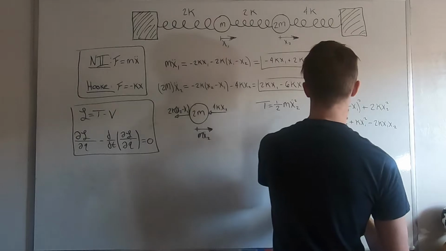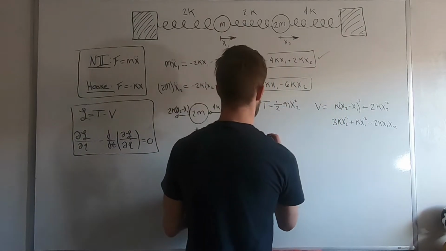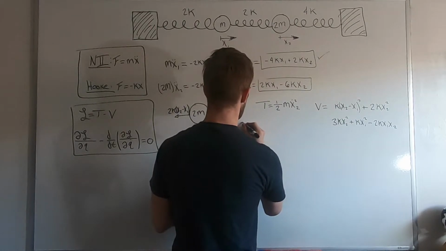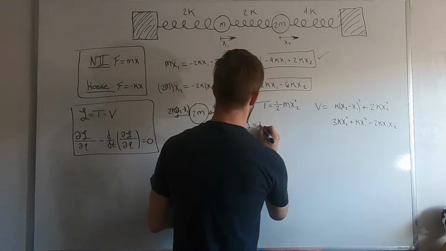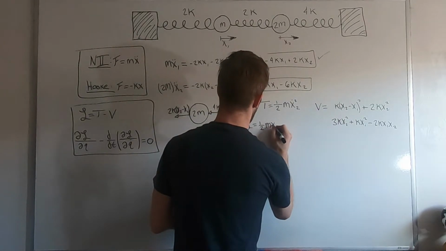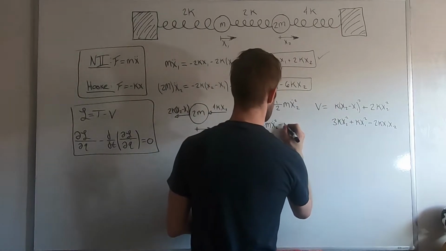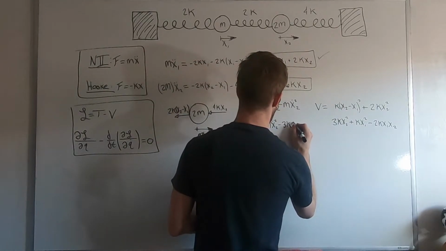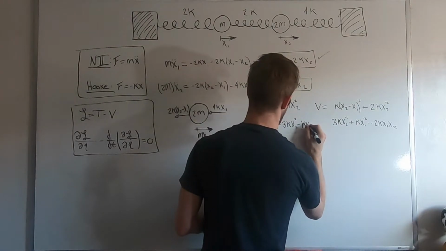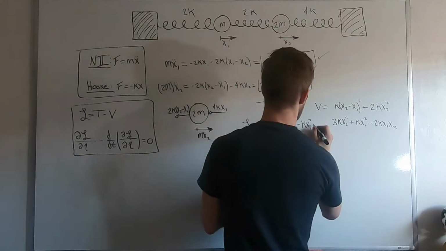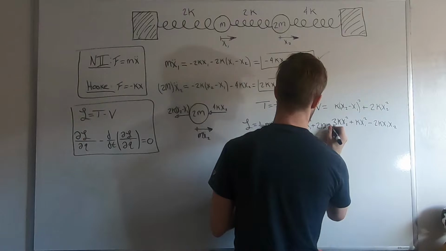All right, so now we can start putting together our Lagrangian. Let's do that. Our Lagrangian is just the kinetic minus the potential. So we're going to have 1/2 m x dot squared sub 2 minus 3k x2 squared minus k x1 squared plus, I'm running out of room again, 2k x1 x2.